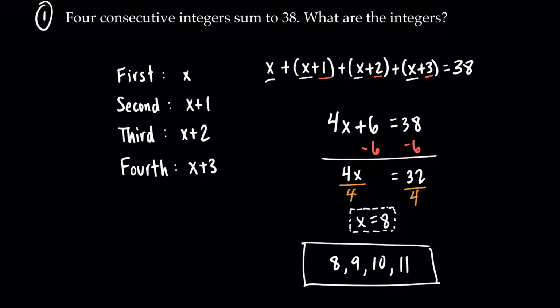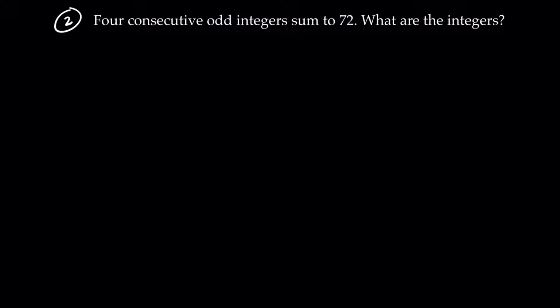All right, let's try another one. So you have 4 consecutive odd integers that sum to 72. What are the integers?